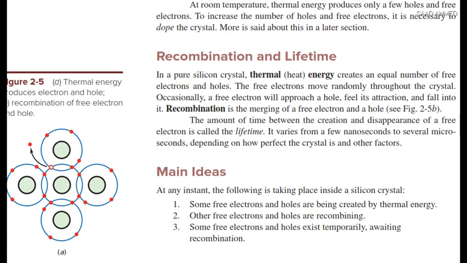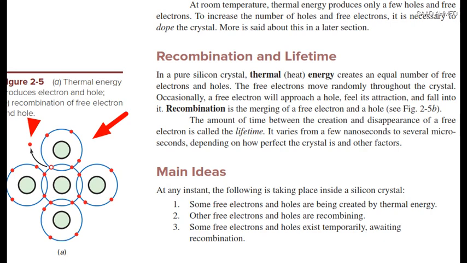Moving forward, in a pure silicon crystal, the thermal energy creates an equal number of free electrons and holes. How is that? Simple. If you look at this diagram on the left side of the screen, you can see that this electron has moved away and left this space. So when one electron leaves, it creates one hole. That is why the number of holes and number of electrons will be equal when thermal energy creates vibration.